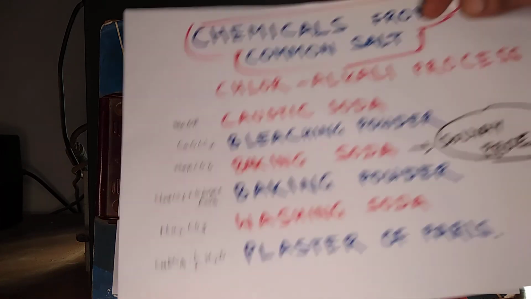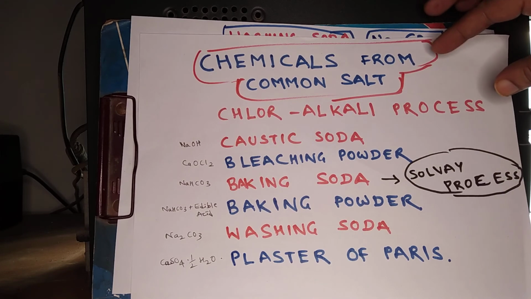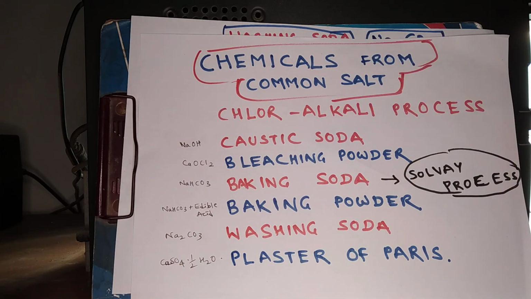To sum up, let us recapitulate what we have studied. We studied some chemicals from common salt, and the main process is the chlor-alkali process to give some common chemicals from common salt. We have studied about caustic soda, bleaching powder, baking soda, baking powder, washing soda, and plaster of Paris.